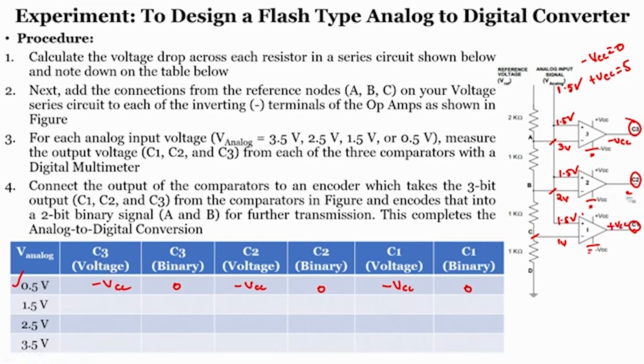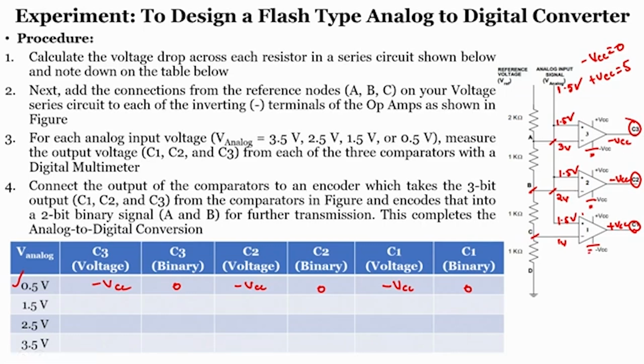Even this one, if you see, the positive input voltage of comparator 2 is smaller than the negative input voltage because the reference value is 2 volts here. Since it is lower than your negative, this becomes minus VCC. What about here? Even in this case 1.5 is smaller than 3 volts, so the negative terminal voltage is higher. As a result, this still remains at minus VCC.